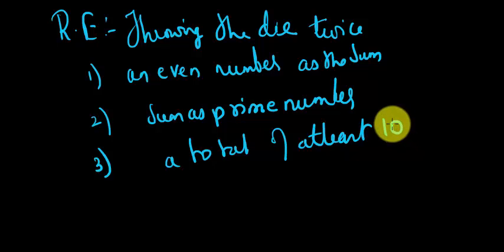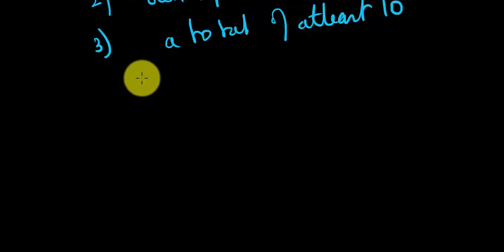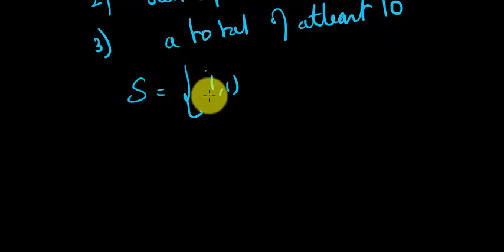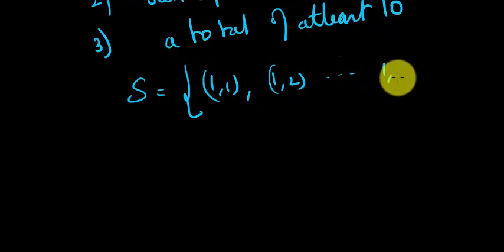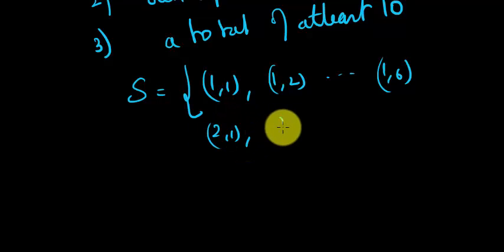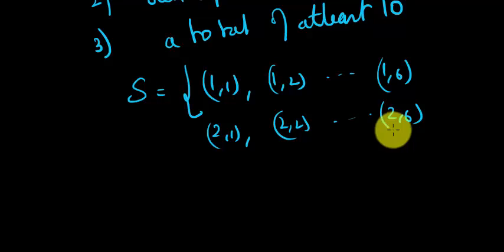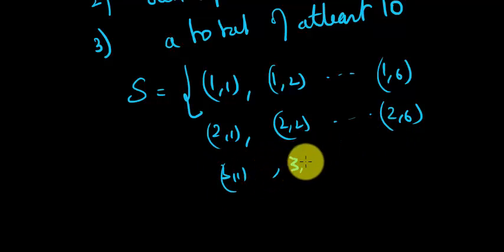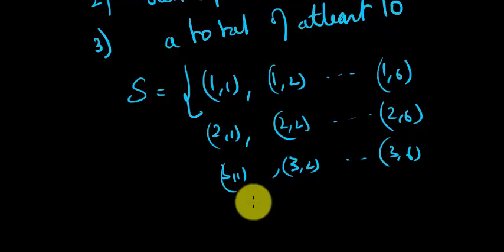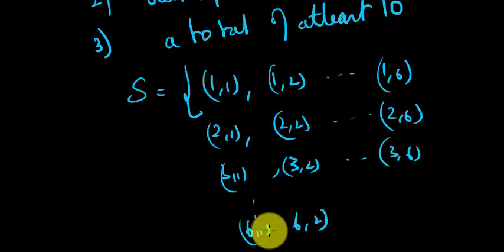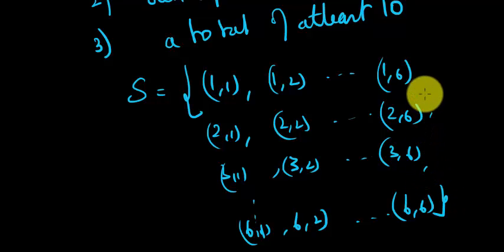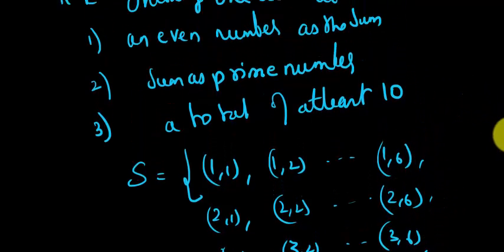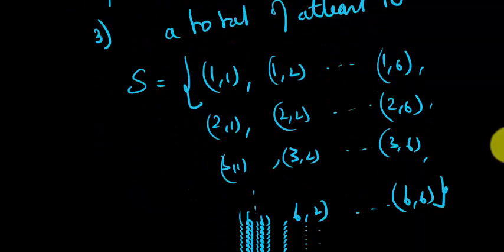Now when I'm throwing the die twice, I already know the sample space. It's going to be 1 1, 1 2, 1 3, and it goes on till 6 6, isn't it? So let me write that for you. The sample space is going to be 1 1, 1 2, going on till 1 6. Then I'll have 2 1, 2 2, going on till 2 6, and then 3 1, 3 2, going on till 3 6, and here it goes on till 6 1, 6 2, and this goes on till 6 6. Correct?